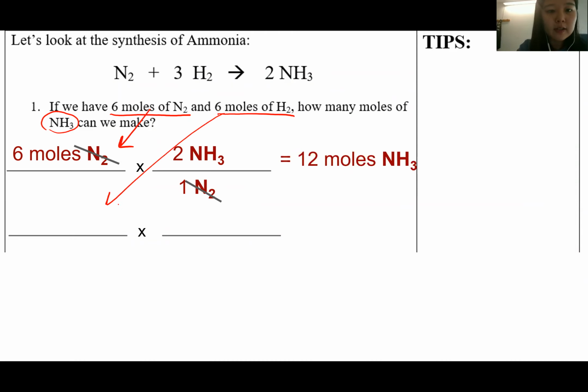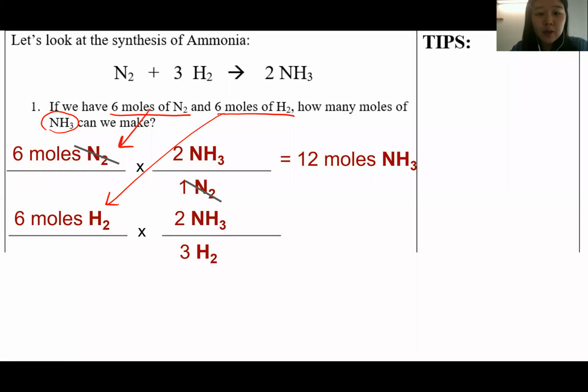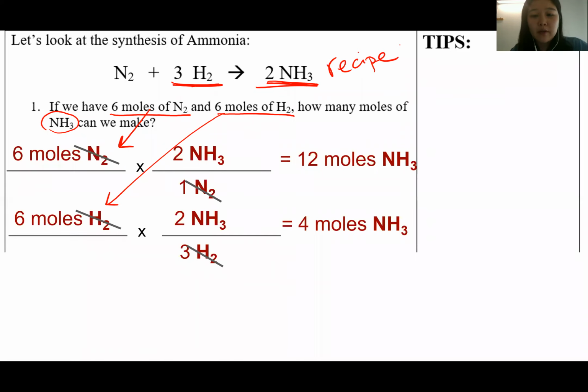And now let's set up for 6 moles of H2. If we have 6 moles of H2, and we can produce 2 moles of NH3 for every 3 moles of H2, I'm getting those numbers from here, you guys. So this is our recipe. We have to do 6 times 2, right? 6 times 2 divided by 3 equals 4 moles of NH3.